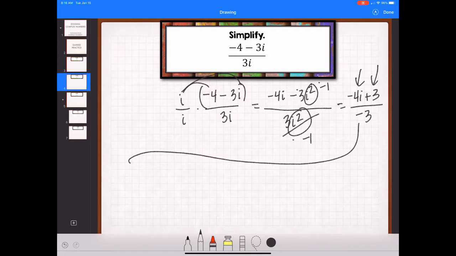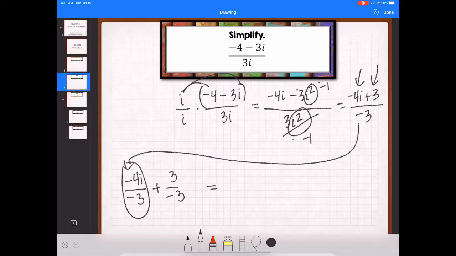So let's go over here. -4i over -3 plus 3 over -3. So basically I just took that fraction and made it into 2 smaller fractions. And then I'm going to simplify. -4 over -3 is just 4 over 3 with the i. And then right here, 3 over -3 is -1.